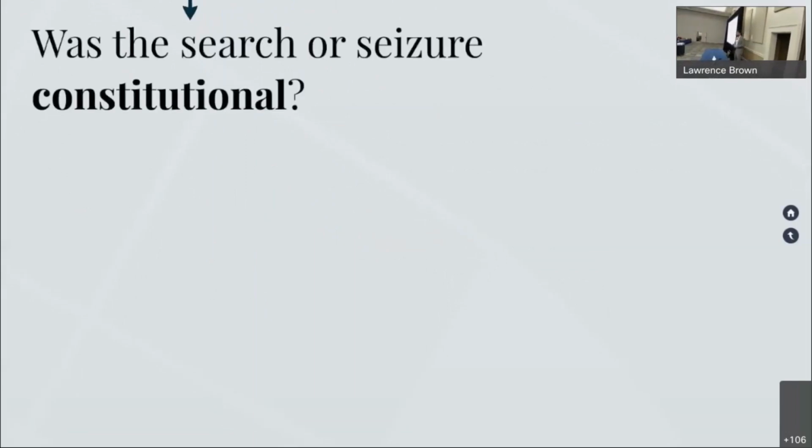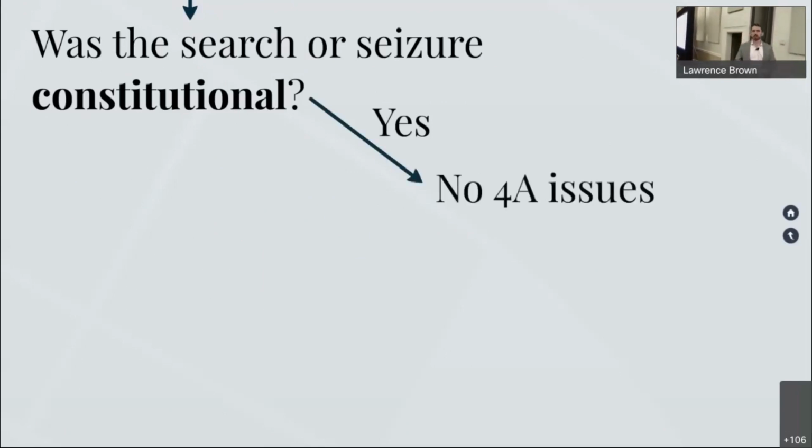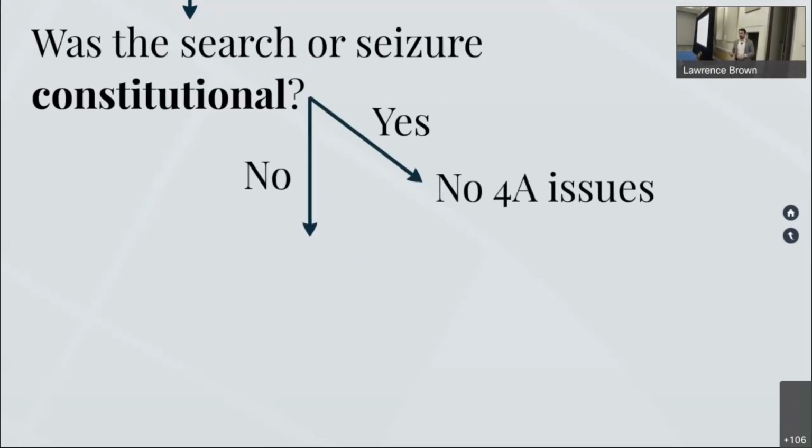The next question is, is it a constitutional search or seizure? Was it reasonable? And if the rules to answer the first question were complicated, the rules to answer this question are even more complicated. So complicated, I'm not even going to try to summarize them. You all know them and work with them, but this is a big important question. Of course, if the answer is yes, the search or seizure that you're analyzing, or the set of searches or seizures that you're analyzing are constitutional, no Fourth Amendment issues, carry on. But if the answer is no, then we go on to, gasp, yet another question.